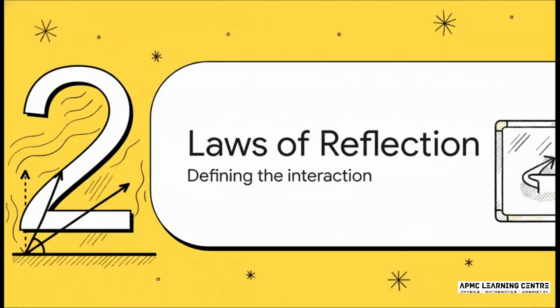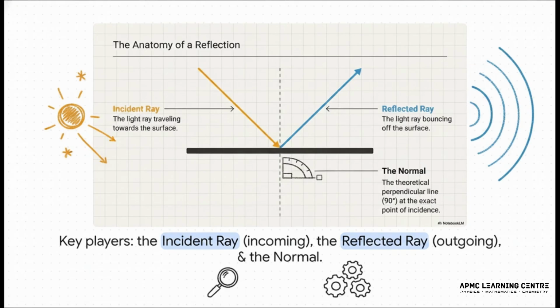All right, now that we have those fundamentals established, we can define exactly what happens when that light actually hits something. These are the laws of reflection. So, to talk about this properly, we all need to be using the same terms. The ray of light heading towards the mirror, that's the incident ray. The one bouncing off, that's the reflected ray. And the most important player on the field for us is the normal. It's an imaginary line we draw at a perfect 90-degree angle to the surface, right at the point of impact.